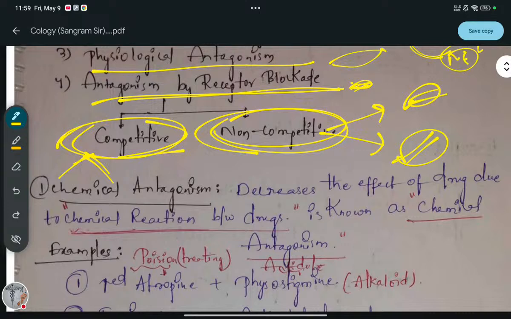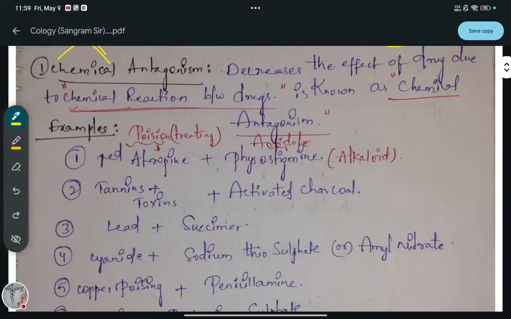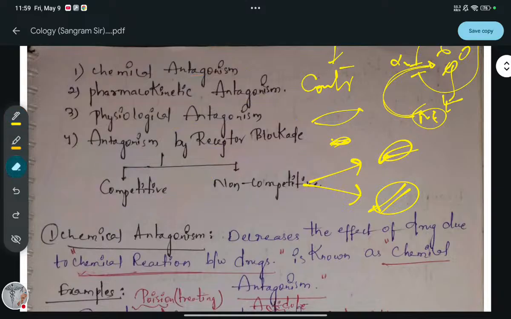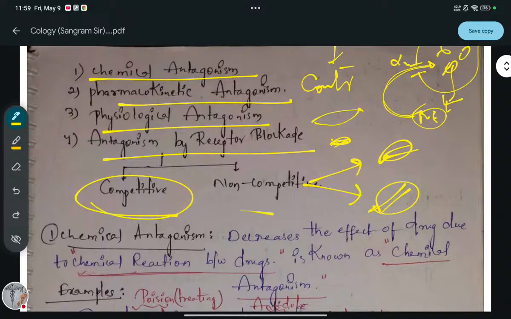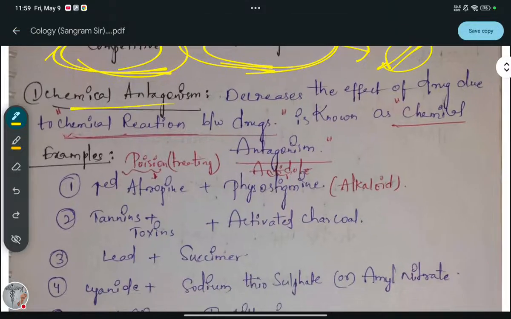Now the most important thing that we are going to learn is the different types of antagonism. What are the different types of antagonism possible? Please repeat after me loudly. They are chemical antagonism, pharmacokinetic antagonism, physiological antagonism, and antagonism by receptor blockage. Antagonism by receptor blockage is again of two types: non-competitive and competitive antagonism. Competitive antagonism takes place in which case? In the case if both the antagonists are similar in structure, and both are binding on the same site.